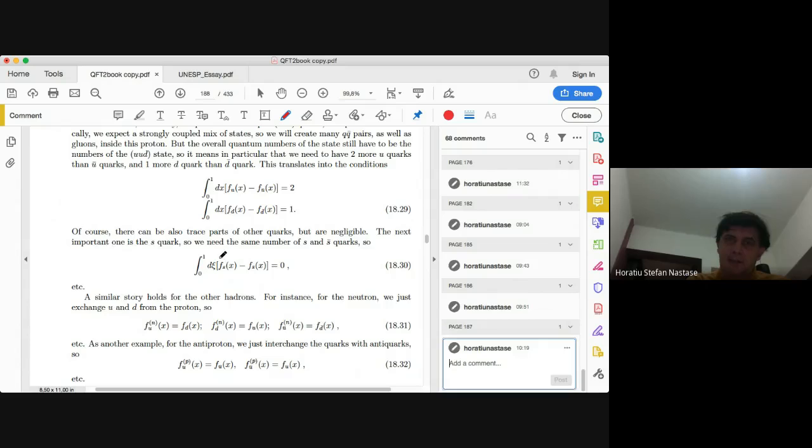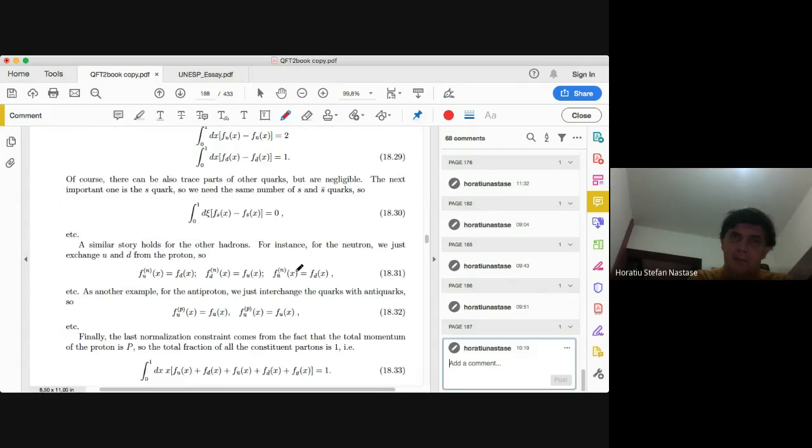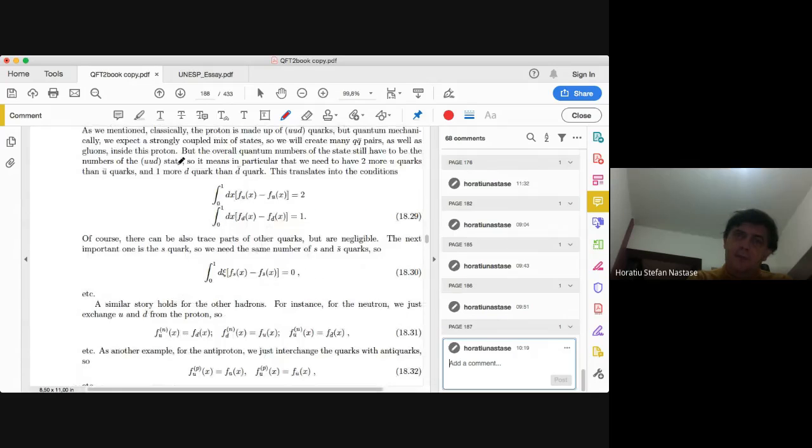But for S and S bar, we can say the same, that the integral of dx, I should say, of Fs minus Fs bar must be equal to 0. So that's for the proton, which is UUD.